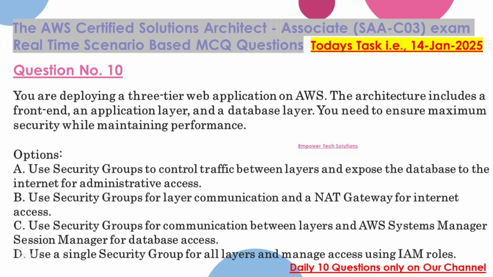You are deploying a 3-tier web application on AWS. The architecture includes a front-end, an application layer, and a database layer. You need to ensure maximum security while maintaining performance.